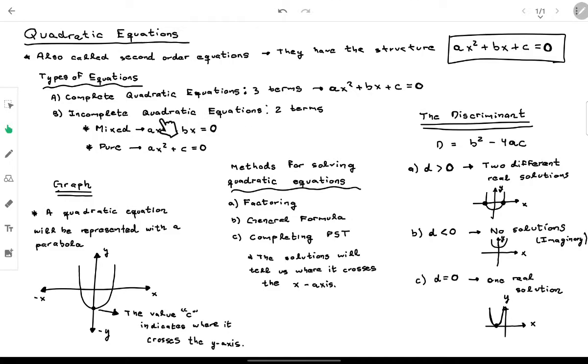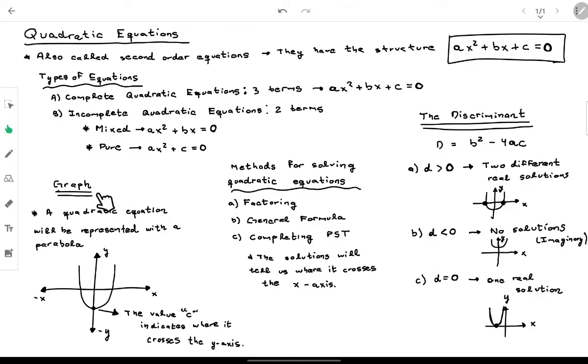And we will have two of them that are a little bit different. We have the one called the mixed quadratic equation. In that one, we have only ax squared and bx. We don't have the c term, we don't have an independent term. And we also have the ones called pure or incomplete pure quadratic equations, where we only have the x squared term and the independent term. So those three types, the complete and the two incomplete quadratic equations, are the different structures that we can have in quadratic equations.